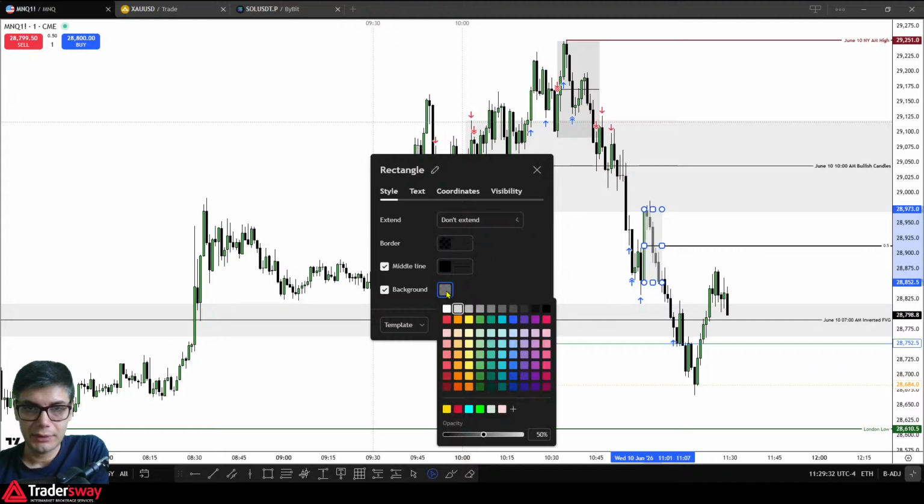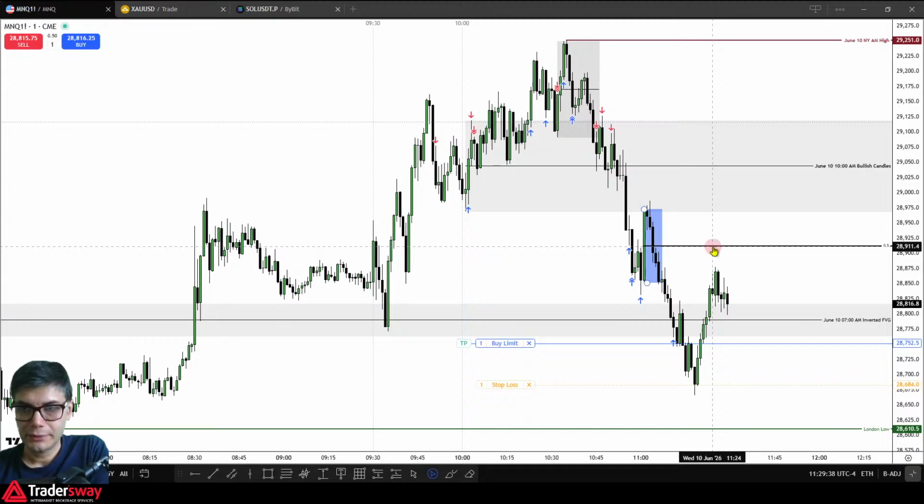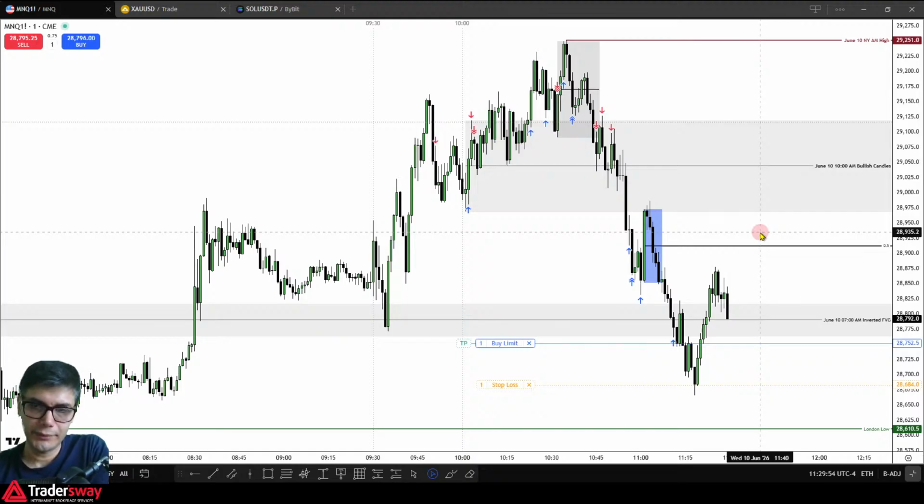Don't extend it, make it blue. All right, if it closes above it, then I have to invalidate this trade because this is my target. But I would like to enter a trade and target this before it even gets there. I have another bearish scenario.